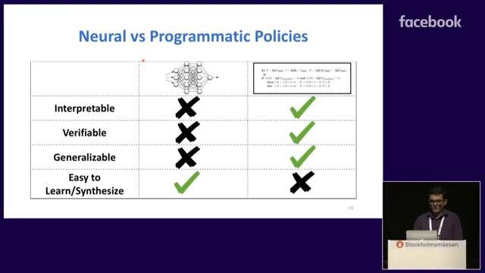So to sum up the comparison between neural versus programmatic policies, we have the following table. Deep neural networks or neural policies are harder to interpret, harder to verify, and harder to generalize. But they're easier to learn, whereas programmatic policies are easier to interpret, easier to verify, easier to generalize, but they're extremely difficult to synthesize.